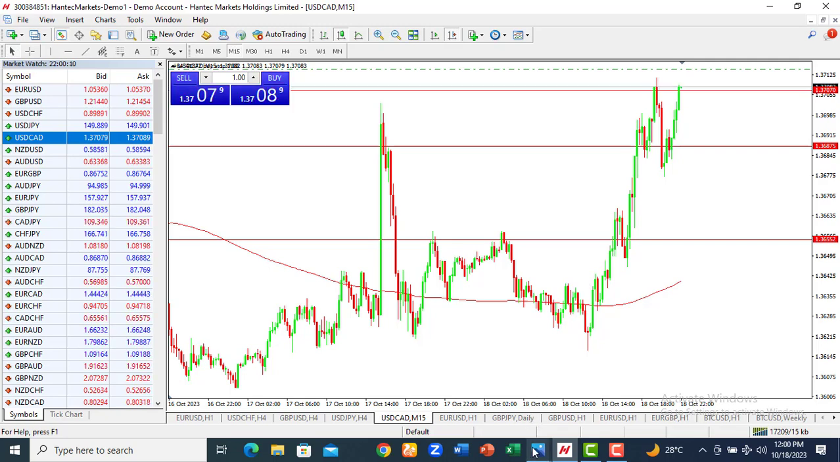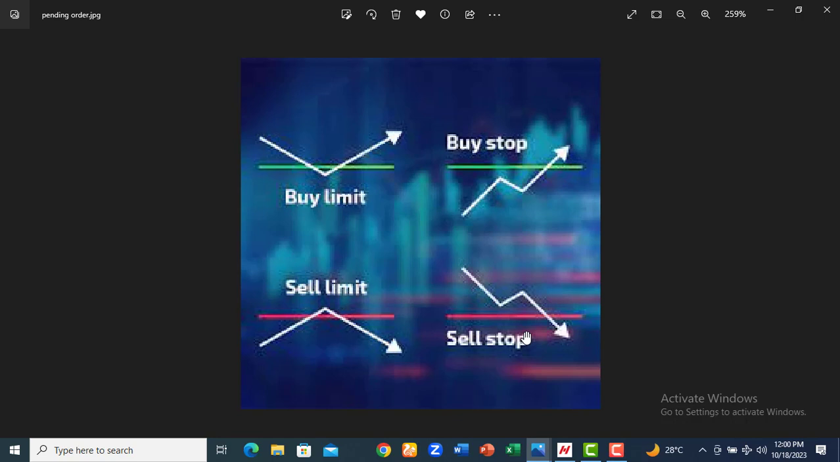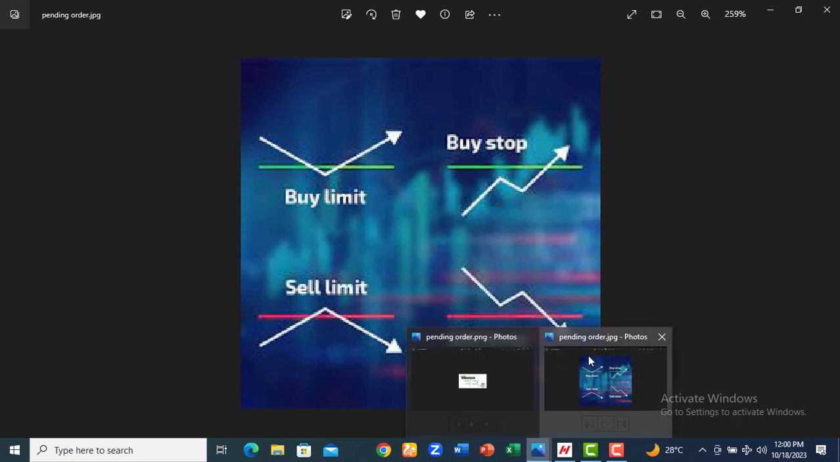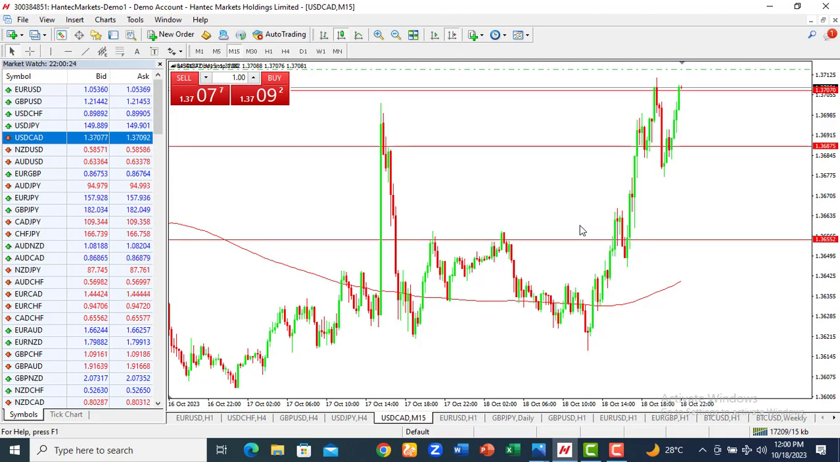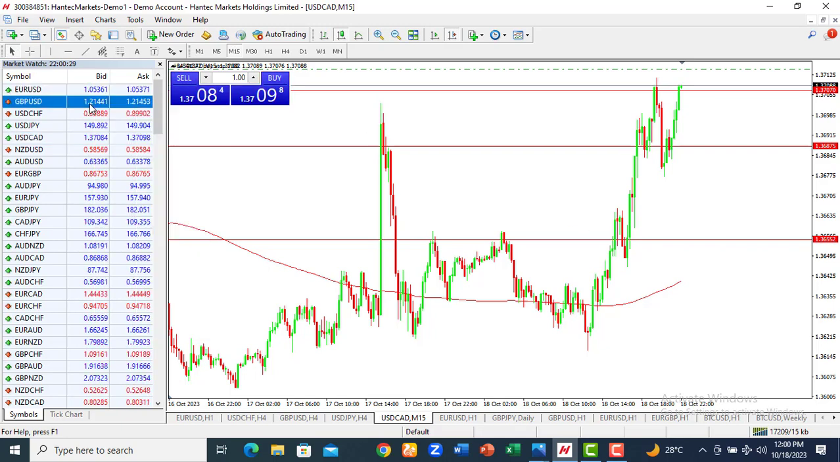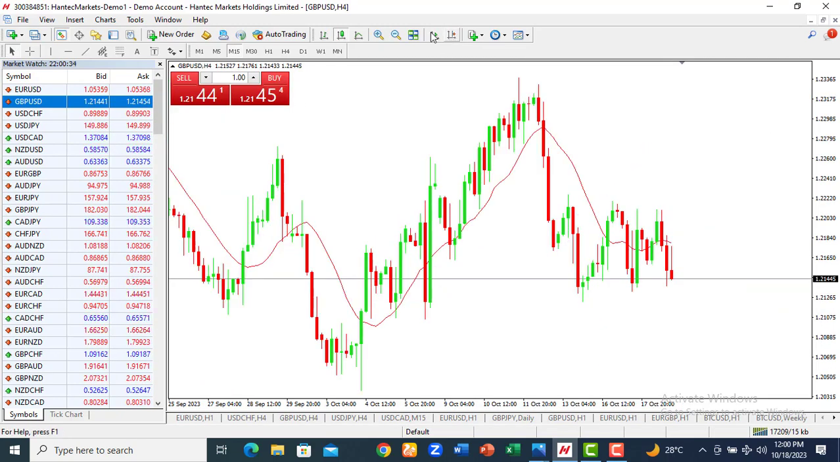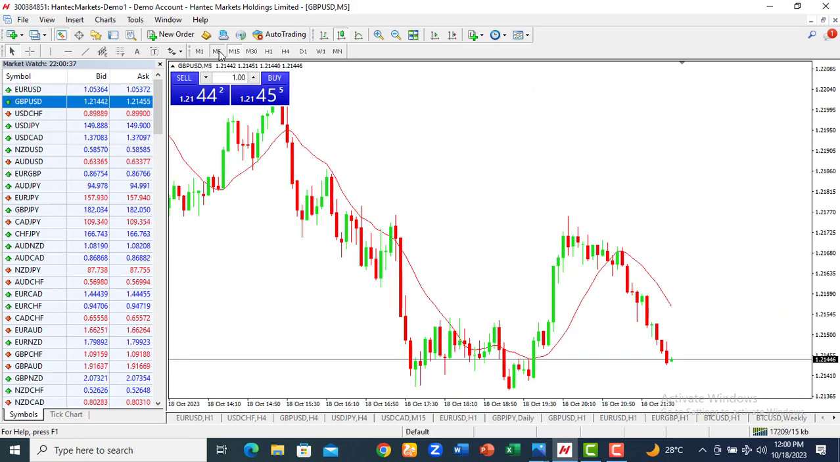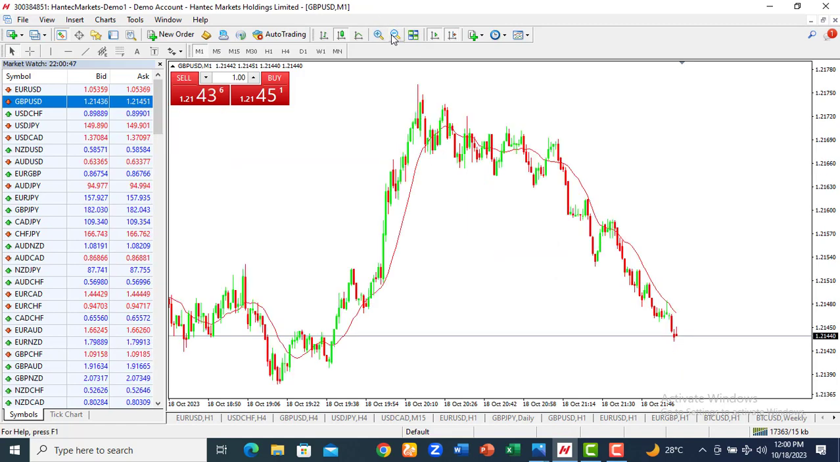Then the second one here is known as the sell stop. Now, where do you find the sell stop? The sell stop is used in a downtrending market, or whenever you see the candlesticks pushing down continuously without any restriction. That is when you use the sell stop, because you want to trade in favor of the trend.